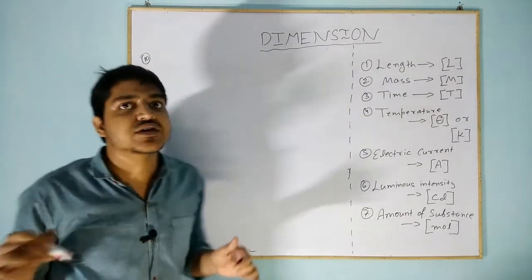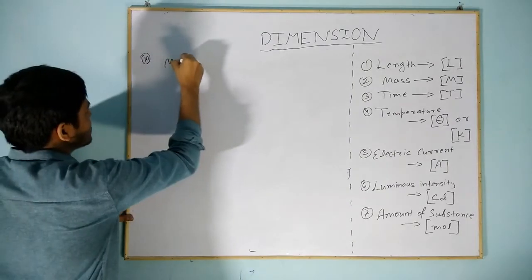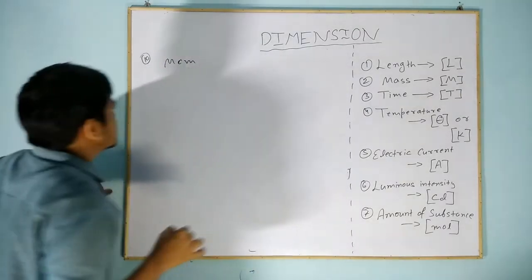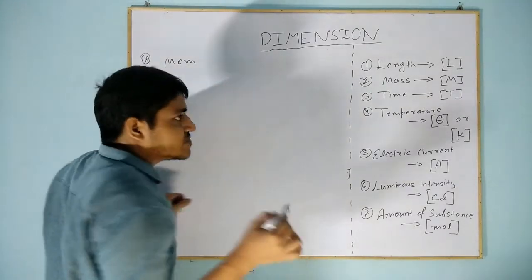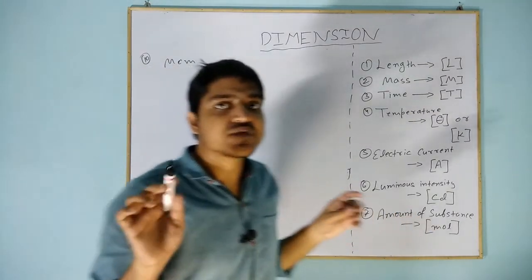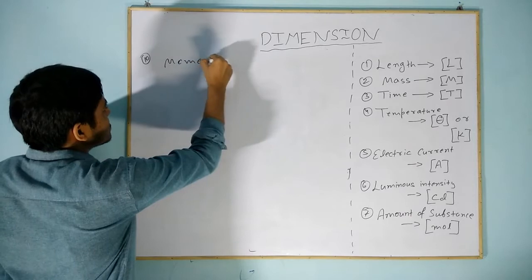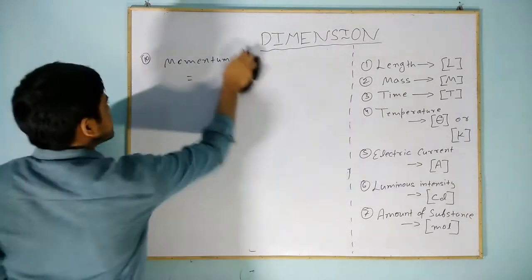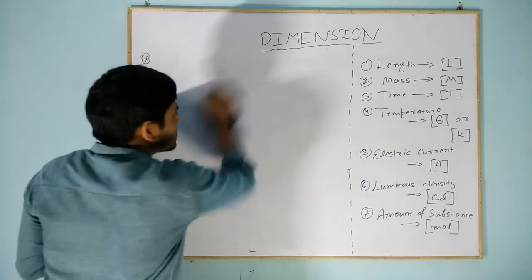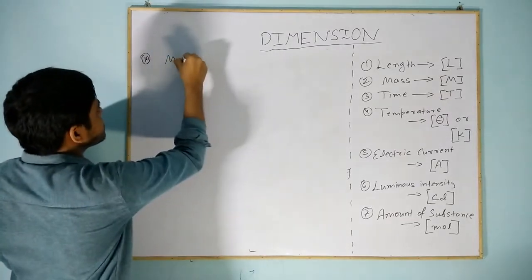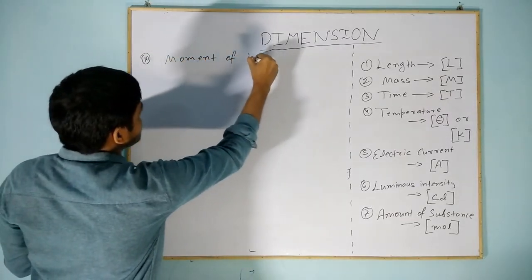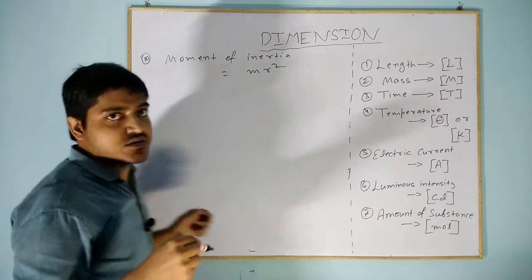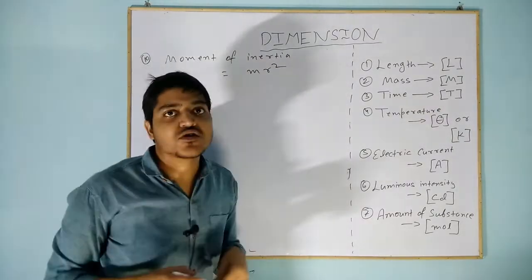Let's talk about moment of inertia. Just remember the formula. I know that you are not familiar with many terms. In your subsequent chapters you will come across these terms and you will learn about them in detail. Moment of inertia, the formula is mass into square of distance. This is the formula of moment of inertia.